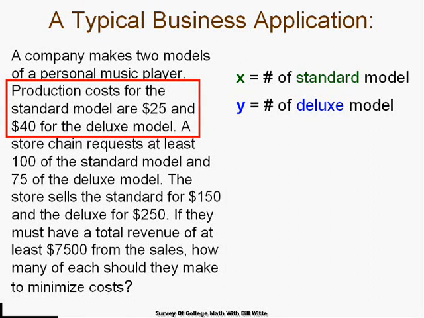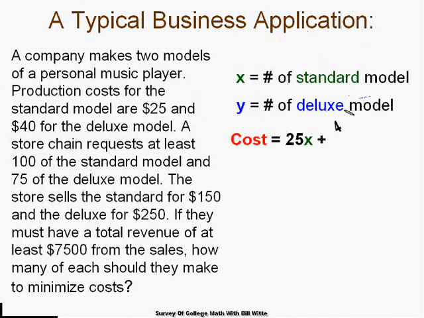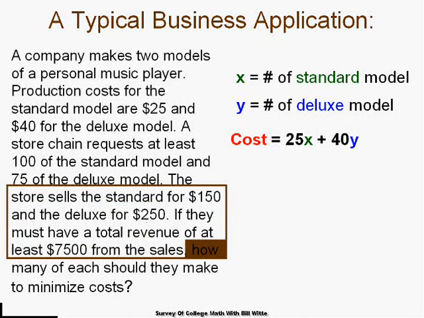So our cost function, in this case, cost is going to be 25 times X, the number of standard models we make, plus 40 times Y, the number of deluxe models we make. Okay, that's our cost function, and that's what there's always going to be, like I say, one function that we're going to minimize based on what we're going to call constraints. Now, there's some constraints here. There's a constraint on what? On revenue.